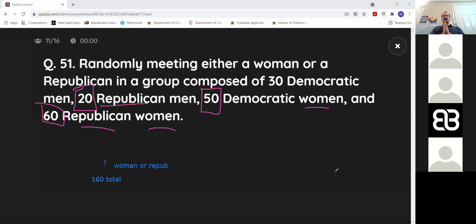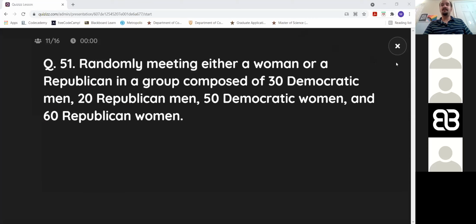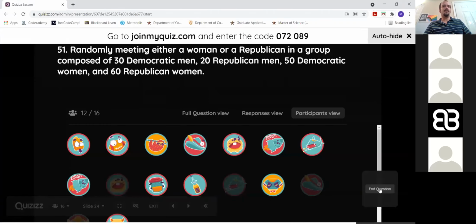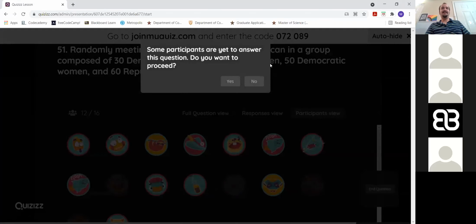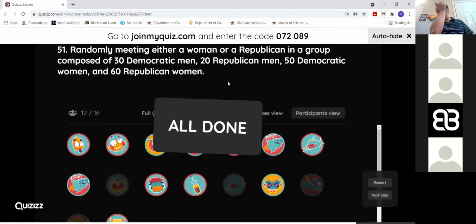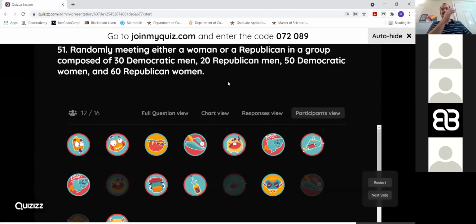So I believe what I'm doing on top is the 60 and the 50 and the 20, which should give me what, 130 out of 160. Is that what we're getting? And if you do 130 out of 160 and you reduce that, I believe it should give you what, 13/16? Is that what we're getting, hopefully?